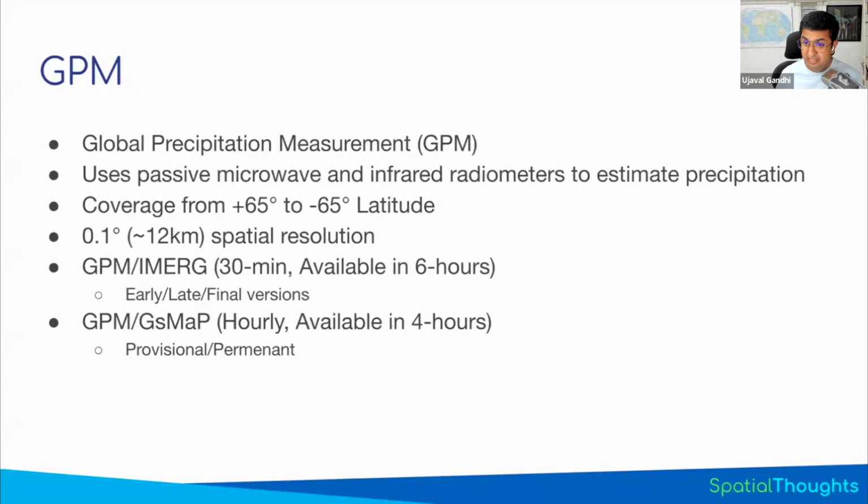So GPM is great where you want high temporal interval. If you want data at high temporal resolution, every 30 minutes, every 1 hour, you can use GPM. If you want the data soon or near real time, GPM is great for that. But since it lacks any ground component, the accuracy is not that great as other data sets available.